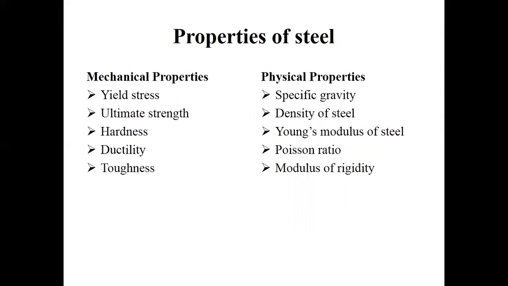Next, coming to the physical properties of the steel. First, we are going to note the specific gravity of the steel. The specific gravity of the steel is 7.85. Just note it down. And the density of the steel is 7,850 kilogram per meter cube. Young's modulus of the steel is 2 into 10 power 5 Newton per mm square. The Poisson ratio of the steel is 0.3. This is the standard data.